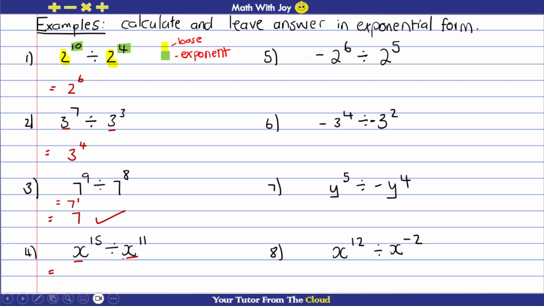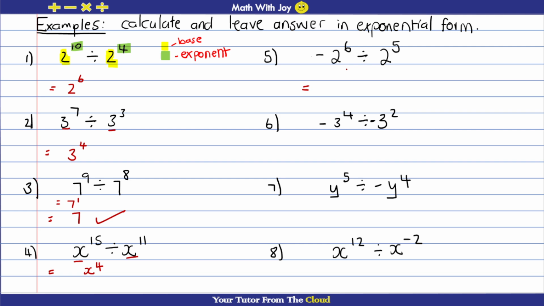So like that. In the next one, we have the bases. Over here, they are both x and they are dividing. So you just have to subtract the exponent. So this becomes x to the power of 15 minus 11, which is going to give us 4. So that's x to the power of 4.